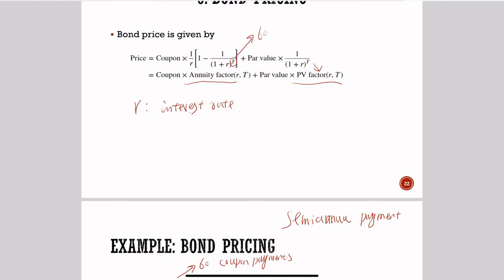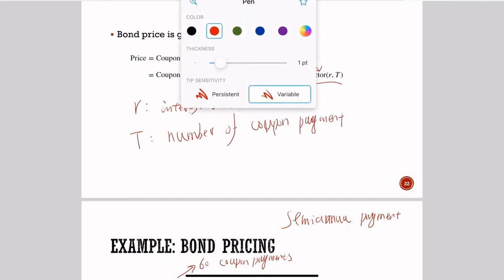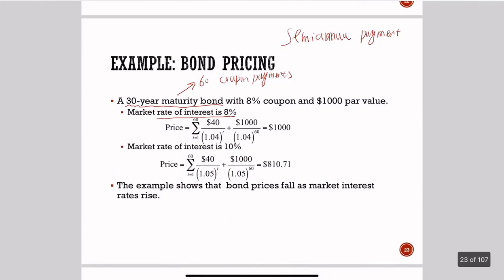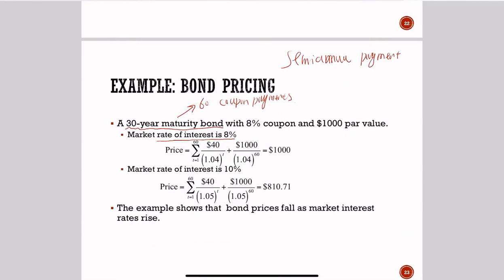So you can see that the capital T here does not necessarily indicate the number of years. More precisely, T actually refers to the number of coupon payments. So this is the caveat here, and clearly you have to be careful with this. Okay, so now we know there are 60 coupon payments.